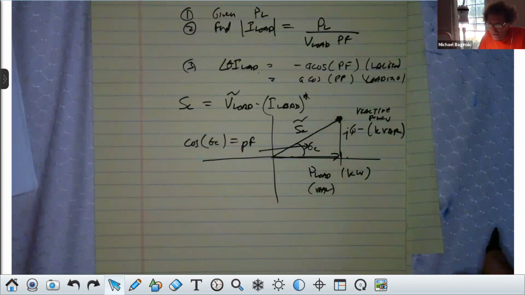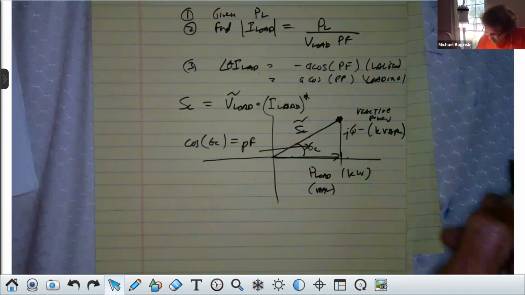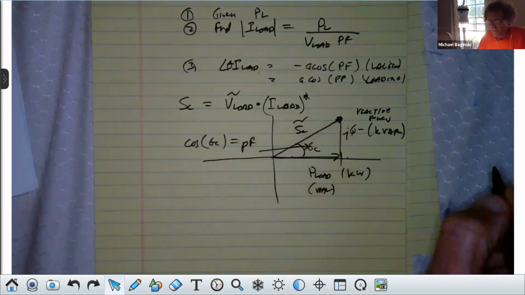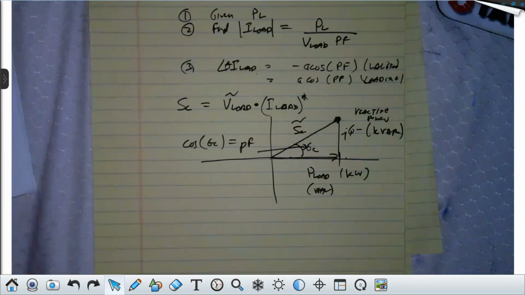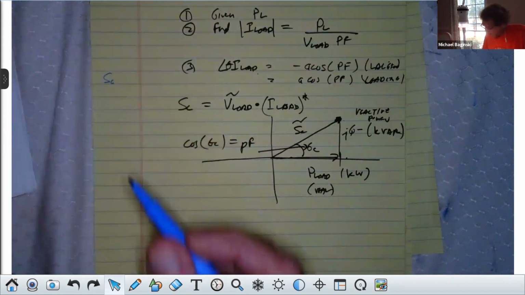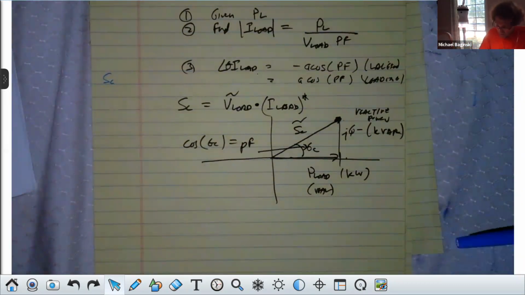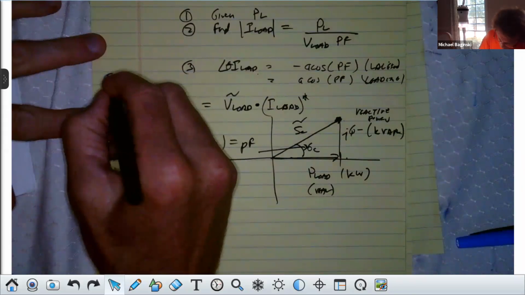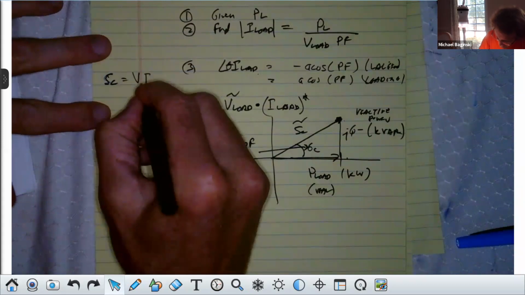Where you wrote S complex is equal to V load, is that a minus in between I load and V load? This is a multiplication. It's V times I conjugate. Gotcha, thank you. And I'll try to make it a little clearer. And please ask questions. S complex is really, in general, V times I conjugated.